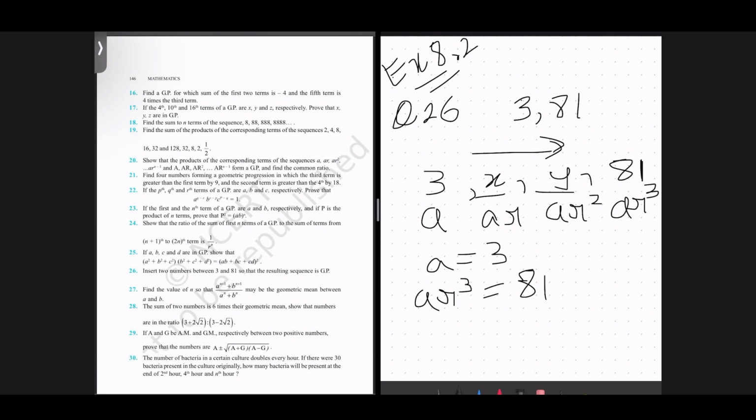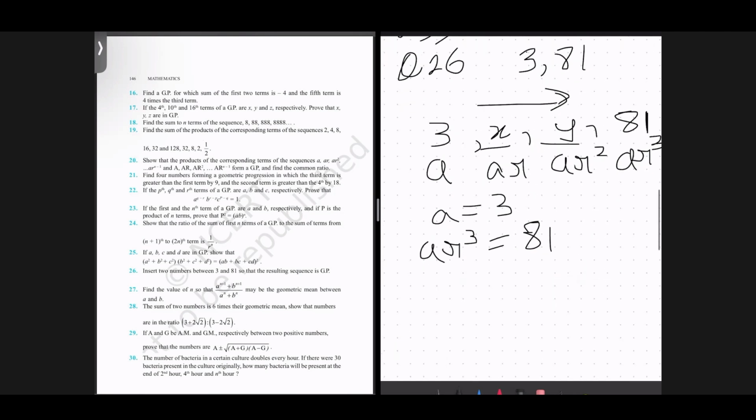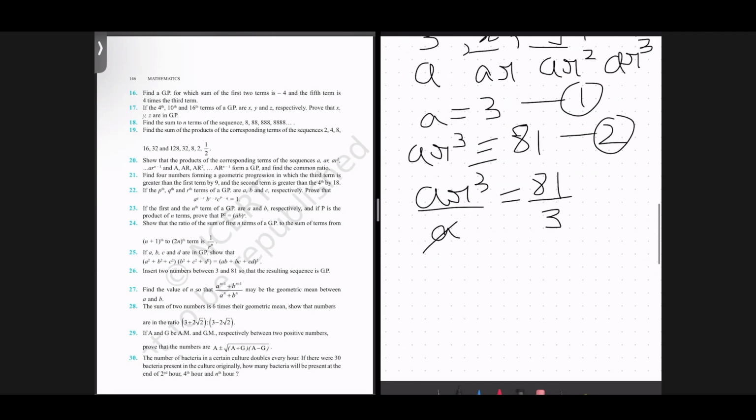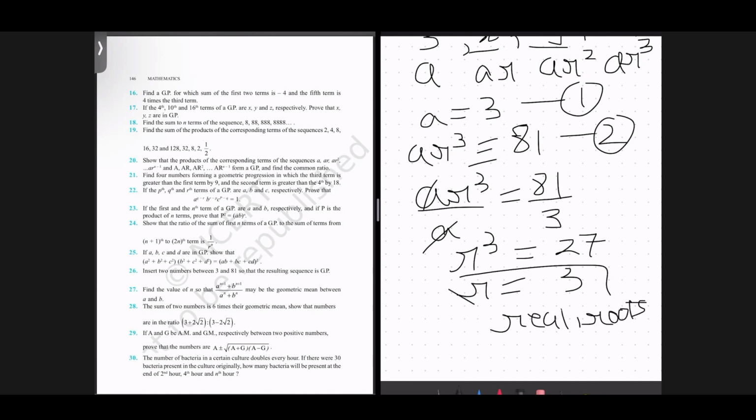If we were to find the value of R, then we will be able to find the values of X and Y also, because we already know the value of A, which is 3. So let's divide equation 2 by 1. Doing that, what we obtain is AR cube upon A is equal to 81 upon 3. Simplifying this, A and A get cancelled, but you are left with R cube, and the RHS comes out to 27. R would then equal 3, because we are only talking about real roots, not imaginary roots. So R's value is 3.